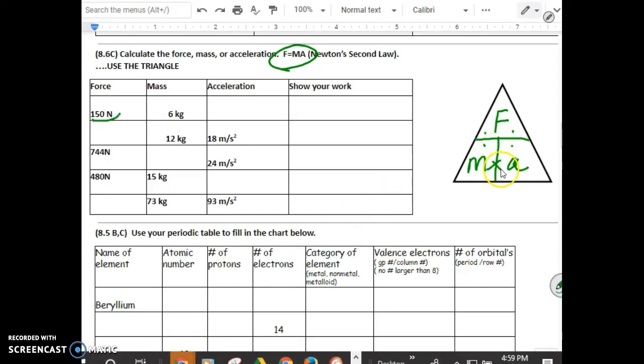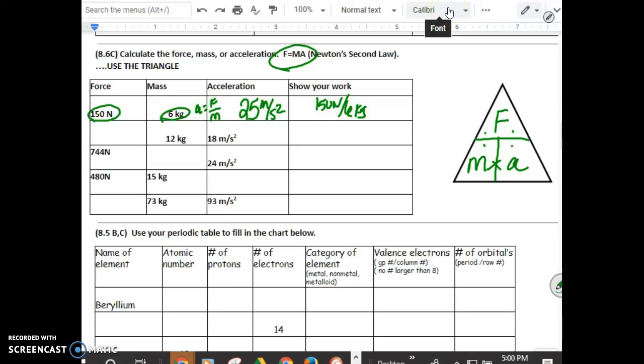On this first one, we have 150 newtons of force and 6 kilograms of mass, so we are looking for the acceleration. If we cover up the acceleration, our formula would be force divided by mass. So the force is 150 newtons. We divide that by the mass of 6 kilograms, giving us an acceleration of 25 meters per second squared. Meters per second squared is the unit for acceleration.